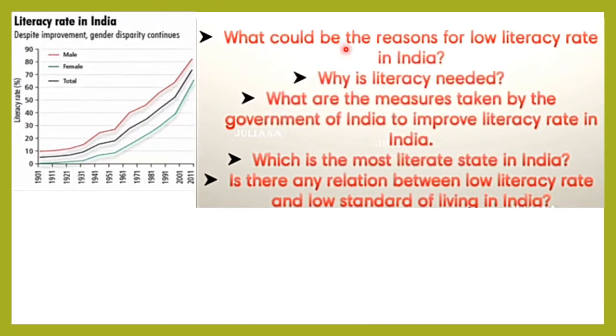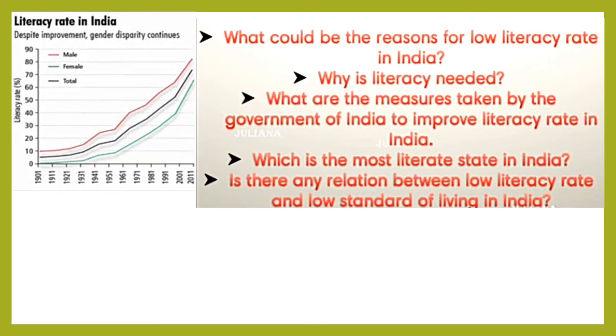So what could be the reasons for low literacy rate in India? It must be poverty, it must be the women that they are not given a chance to go for education or to study in the school. Even if the parents are illiterate, they don't feel the importance of education, and that's why the children are not sent to school. So these are many reasons for the low literacy rate in India.